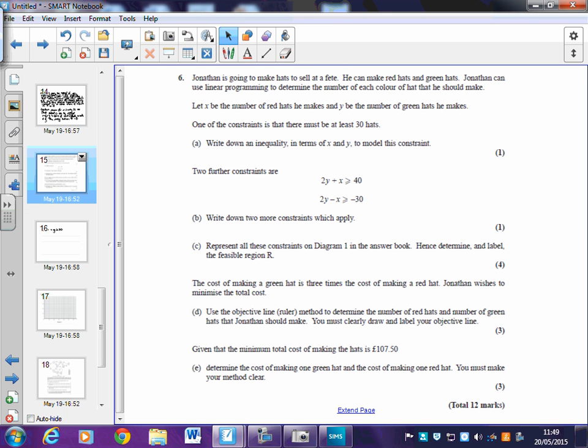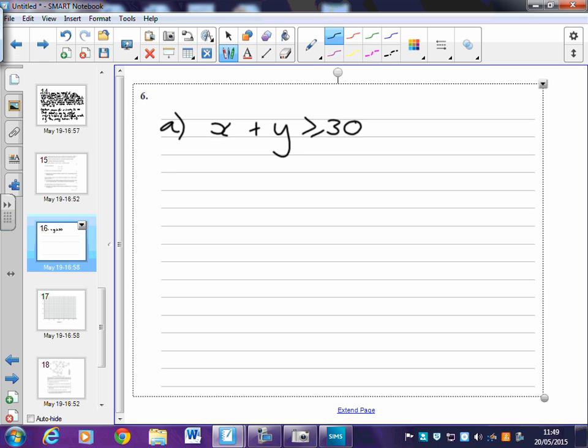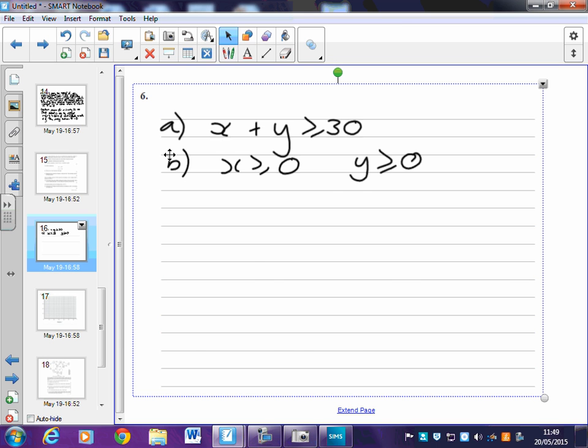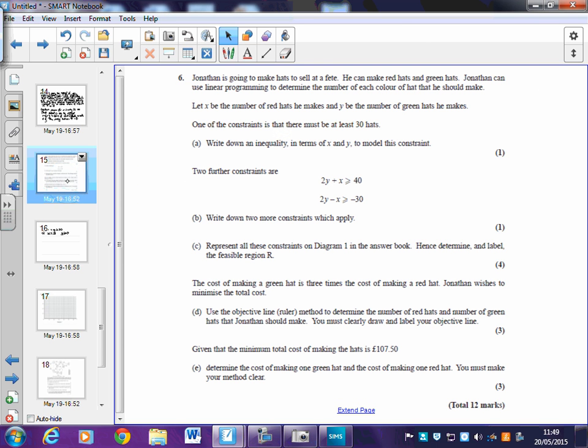Two further constraints are those. Write down two more constraints which apply. Obviously the only thing they've told us is about there being at least 30 hats. The other ones we always have to put, just because we're solving them mathematically, are making sure that we don't have a negative number of hats, i.e. the number of red hats and green hats must be bigger than or equal to 0. So that's all it's looking for.